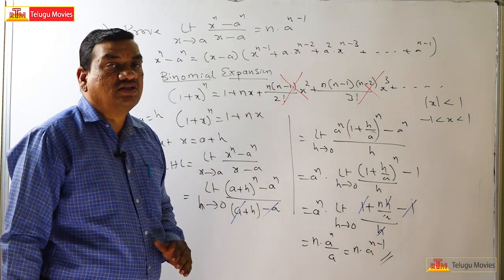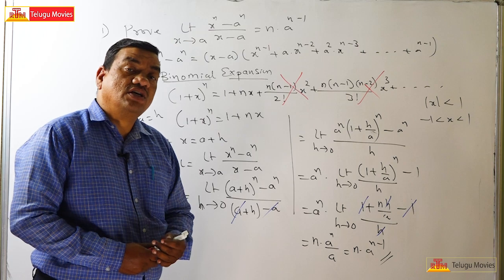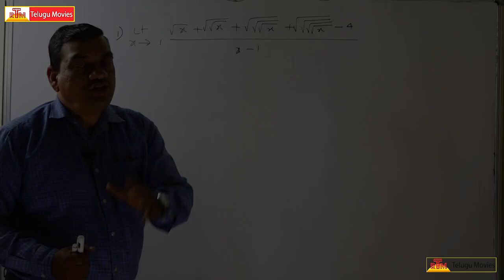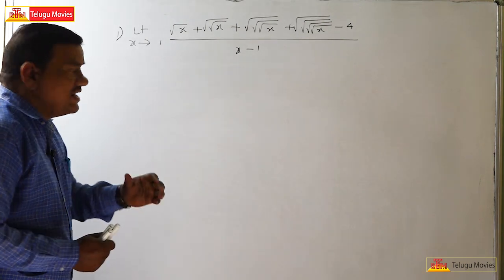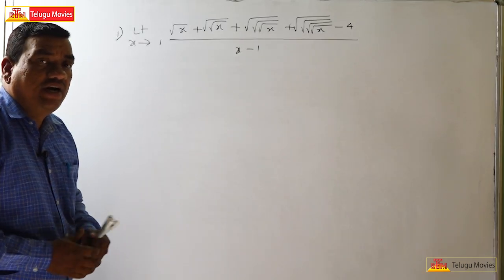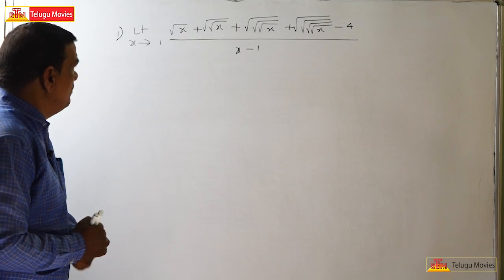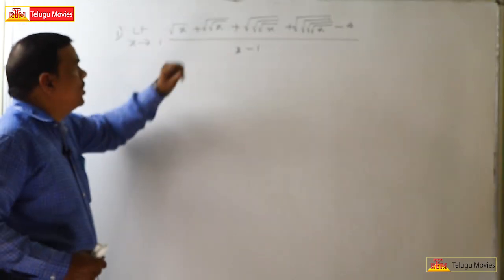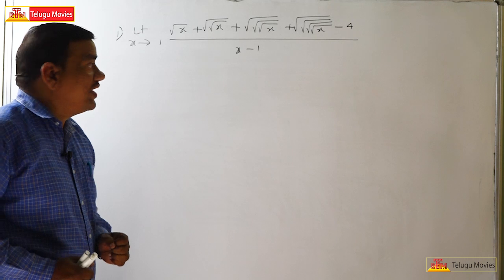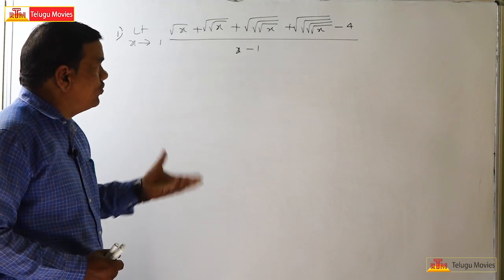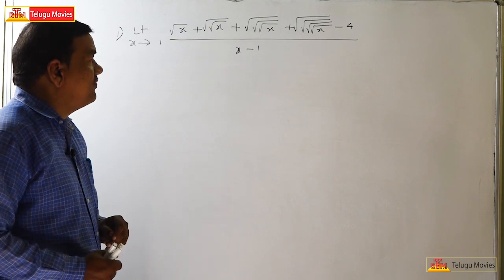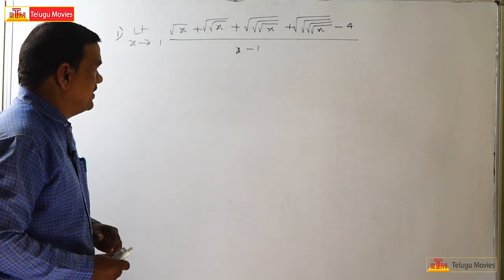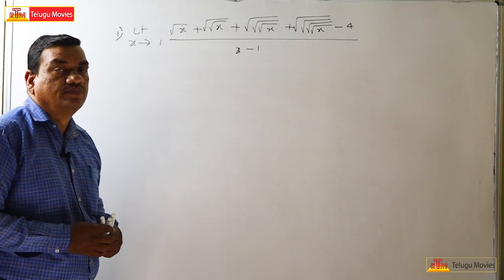So basing on this, some problems are there. So let us solve the problem. Hi students, welcome to this problem. Basing on the theorem that we already learned, we have to solve this problem. Here limit x tends to 1, root x plus root x plus root x, 3 roots are there, so root of 4 roots are there, for x minus 4 by x minus 1. Then how to solve this problem?